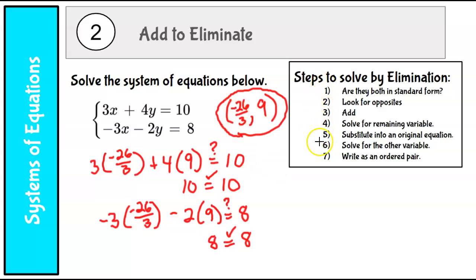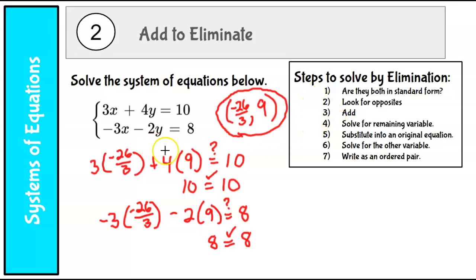Over here I have the steps that I just went through. First, look and see, are they both in standard form? Elimination works best when your x's and your y's are all lined up. So if it's not in standard form and you want to use elimination, you can put them both in standard form in order to make it elimination. You also want to just make sure that your x's and your y's are lined up.